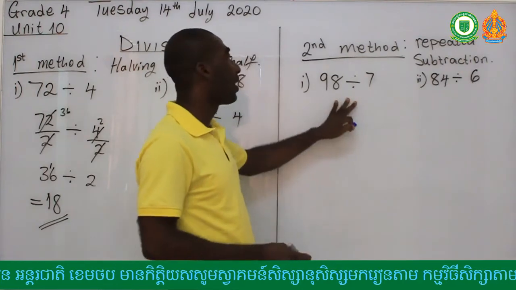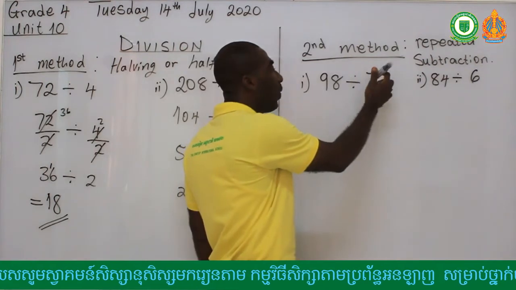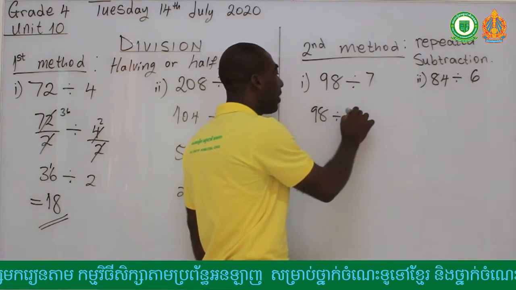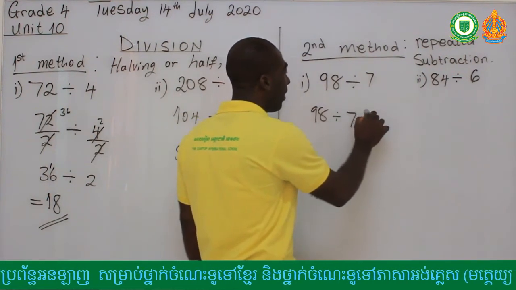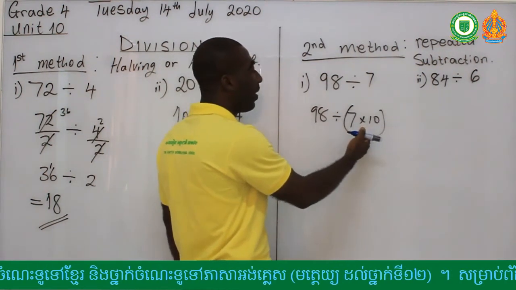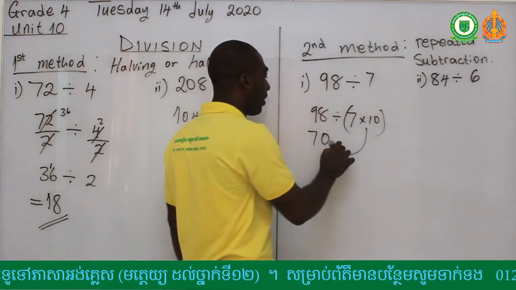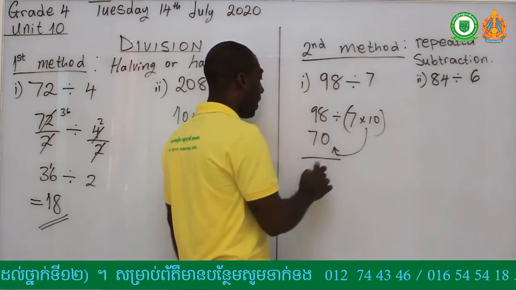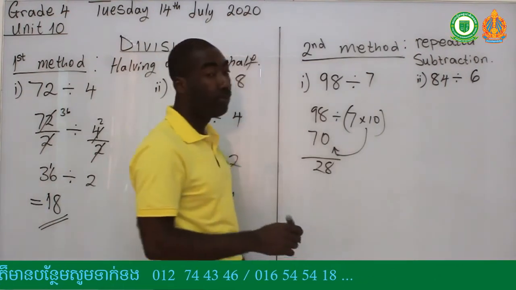With repeated subtraction, the rule is that you multiply this one by 10. So we're going to have 98 divided by 7. Okay, so we multiply here by 10 like this, and that is going to give us 70. So we'll bring our 70 here. So this is from this direction, okay? So we subtract this, we'll have 8 and then we have 2.